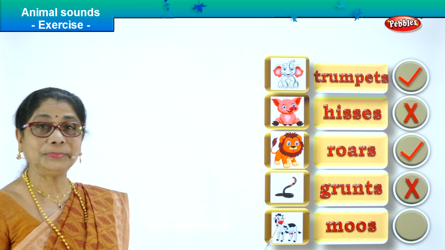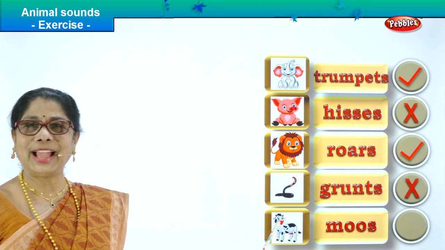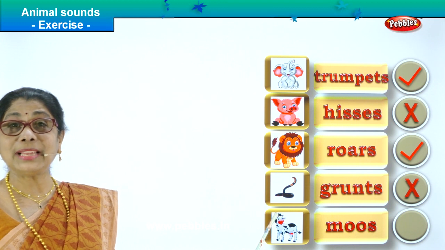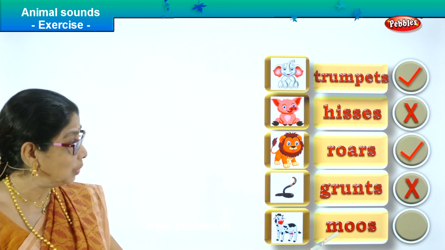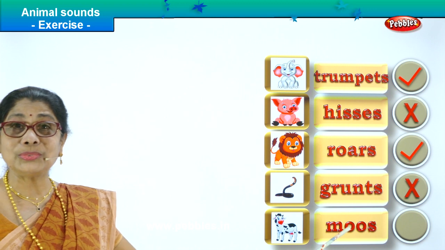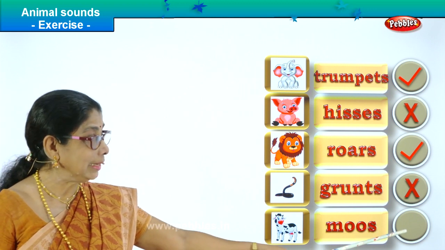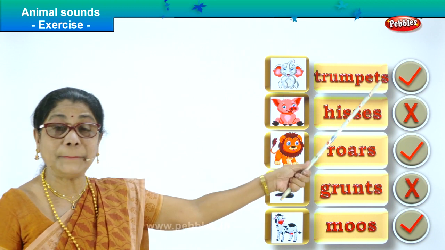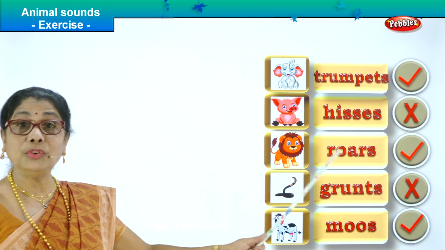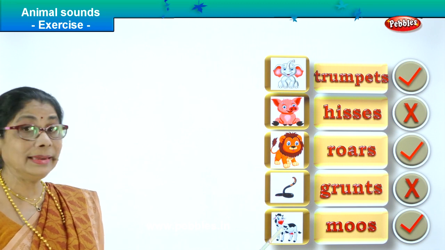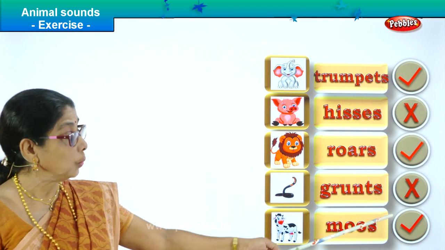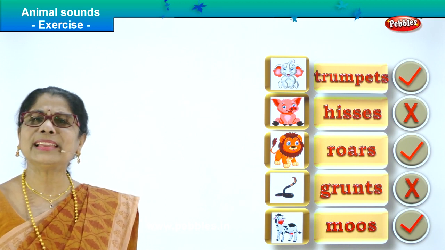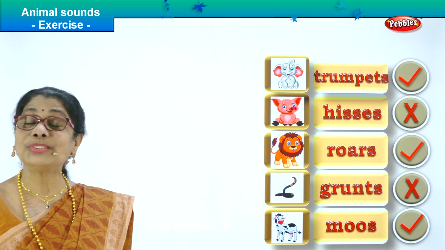Look what you have here. Who is this? Little cow. What is the sound made by the cow? The cow says moo. Is it correct? The cow moos. Yes. So we put a tick. So we have done here elephant trumpets, lion roars, and cow moos. We got 3 correct ones in the exercise. Did you enjoy the exercise? Animals and their sounds? Good.